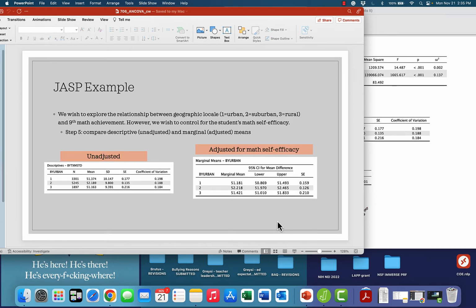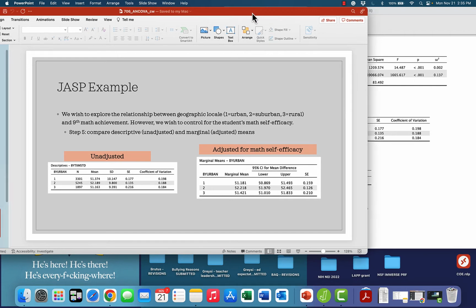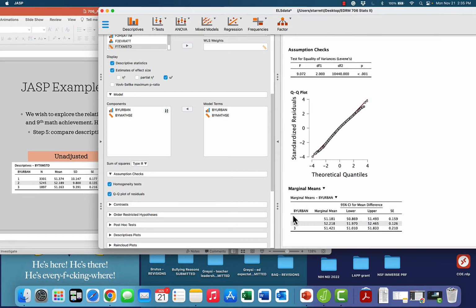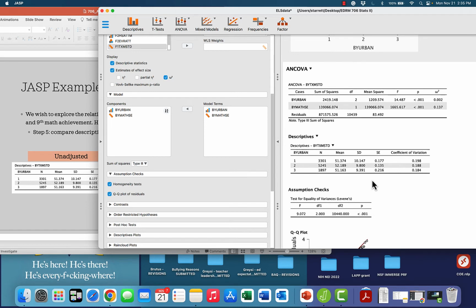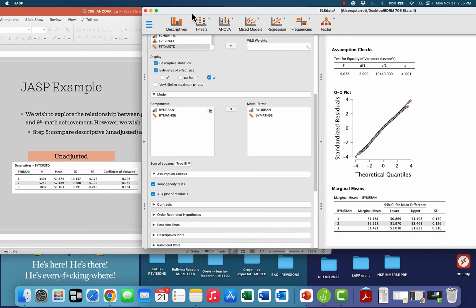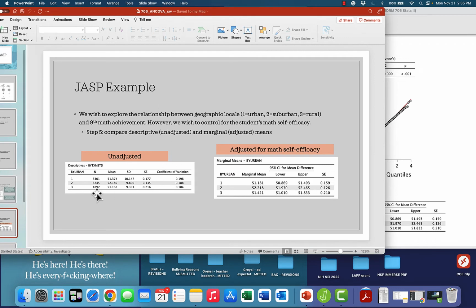All right, and again, let's stay on the slides for a second because I'll show you over here in JASP, we've got the descriptives table, but then here at the bottom we have the marginal means. Remember, descriptives are unadjusted means. It does not consider math self-efficacy. These adjusted marginal means consider self-efficacy. So here we can see that, for example, for urban locales of 1, the unadjusted mean is 51.374, but when we take into account math self-efficacy, that mean is a little bit lower at 51.181.